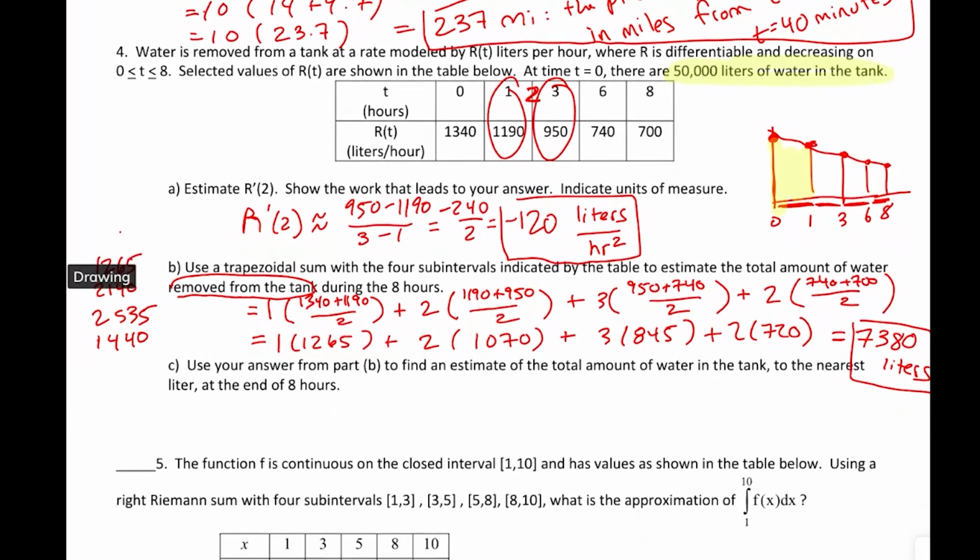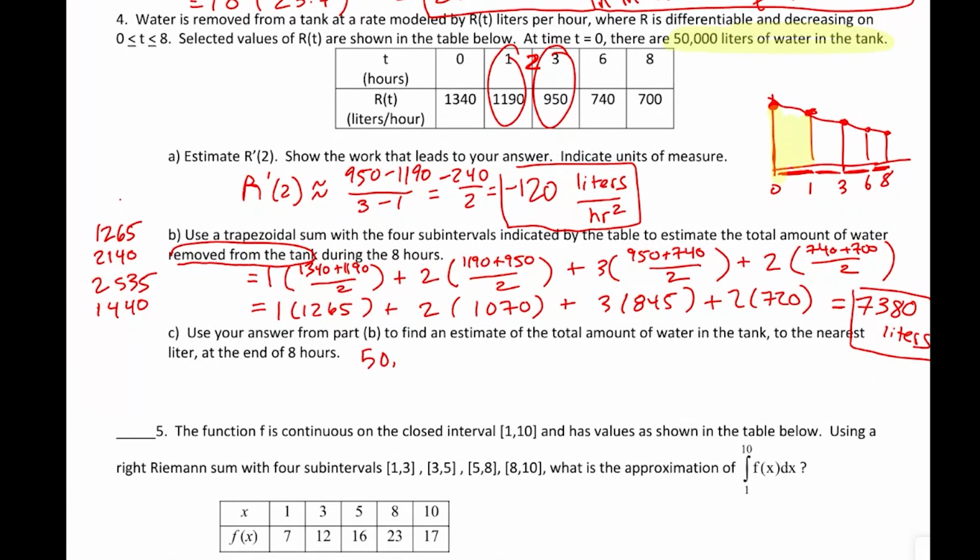So if we want to know how much is left, all we need to do is just subtract 50,000 minus 7,380. So let's see. Oh, no. You know what? It's too late in the day to be doing this kind of arithmetic. I just want to make sure that my arithmetic is correct here. So, yeah, I'm going to type this in. So I get 42,620. Okay, and the units are in liters. So this is how much water is left in the tank.